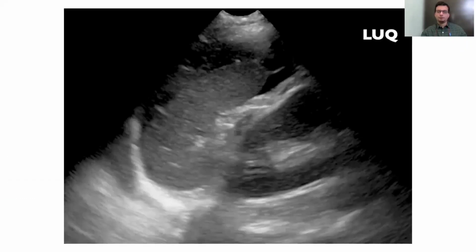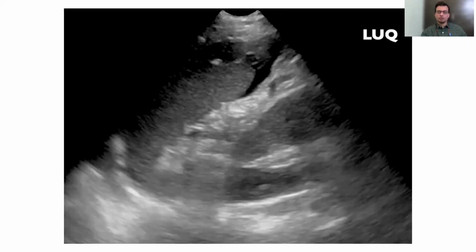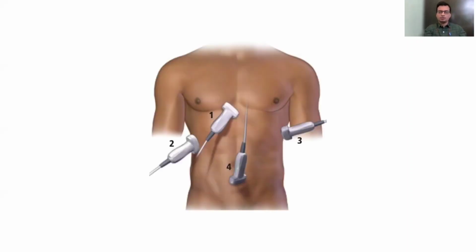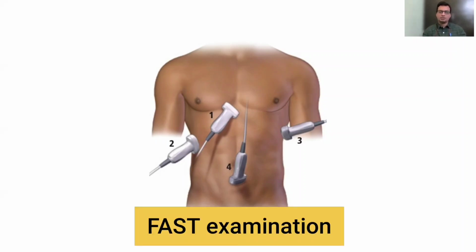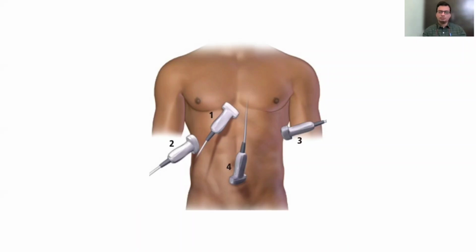So now let's discuss a few more uses of ultrasound in hemodynamic assessment beyond PULSE. So ultrasound can be used to find out the bleeding as the cause of shock. An immediate extended FAST, that is focused assessment with sonography in trauma examination, that is FAST examination, can be done, which can see the bleeding in the peritoneum, pleura, and pelvis.